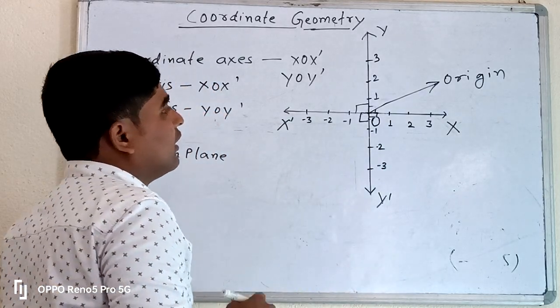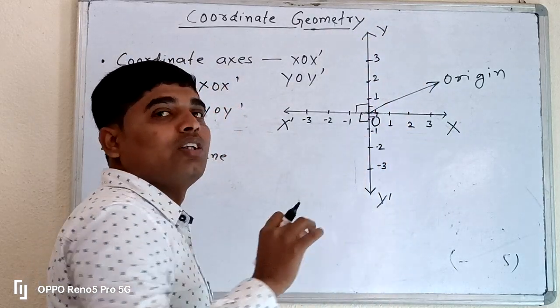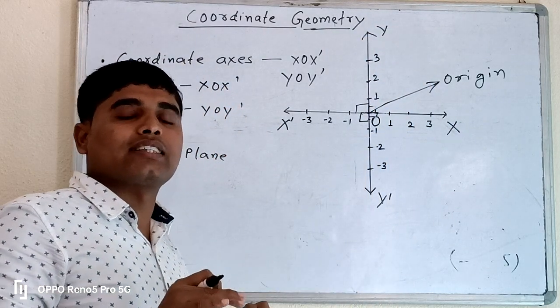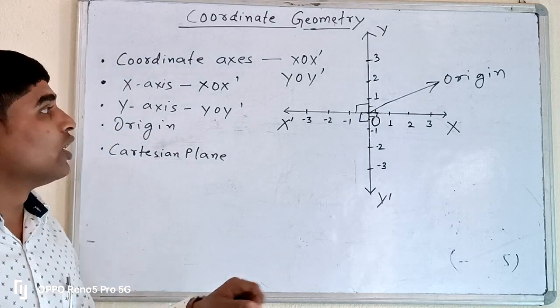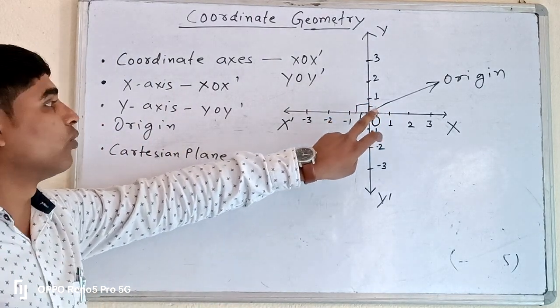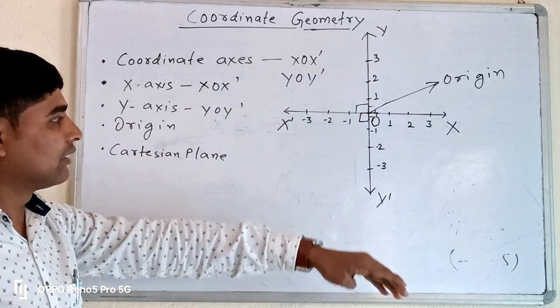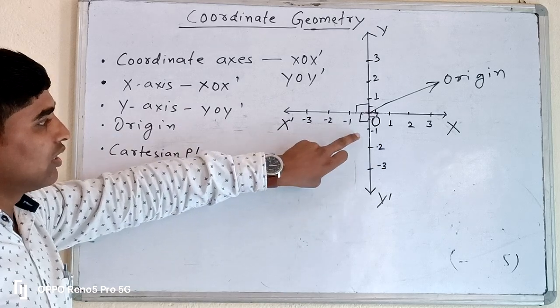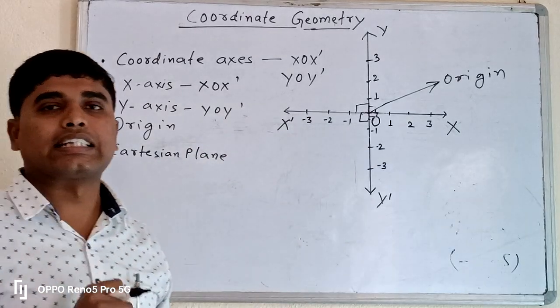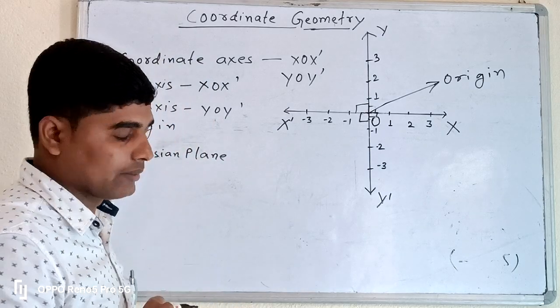Similarly, above the x-axis, the points on the y-axis will be positive: 1, 2, 3, positive. And below the x-axis, the points will be negative.